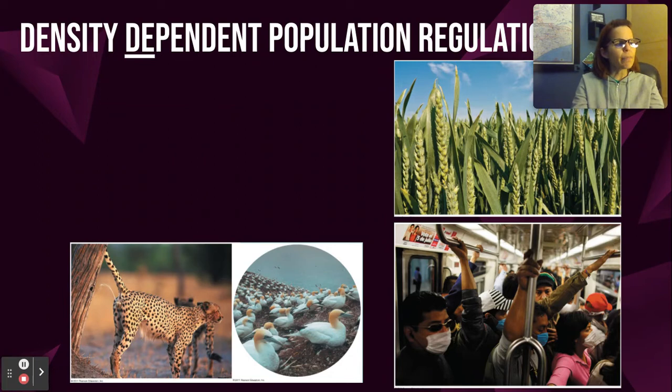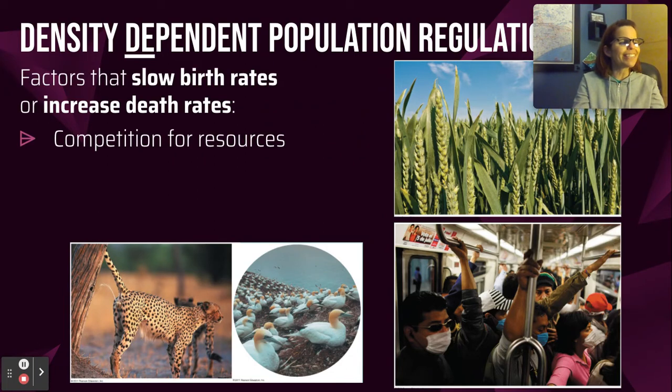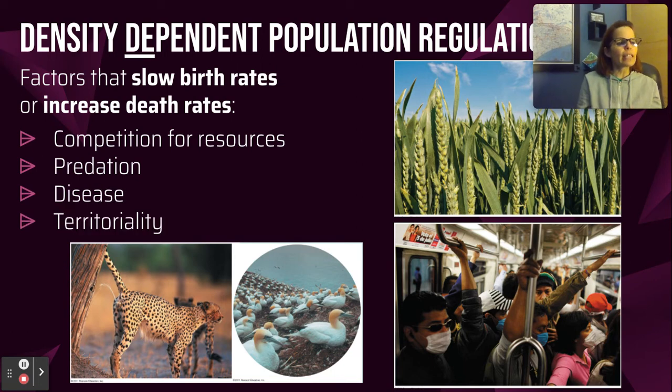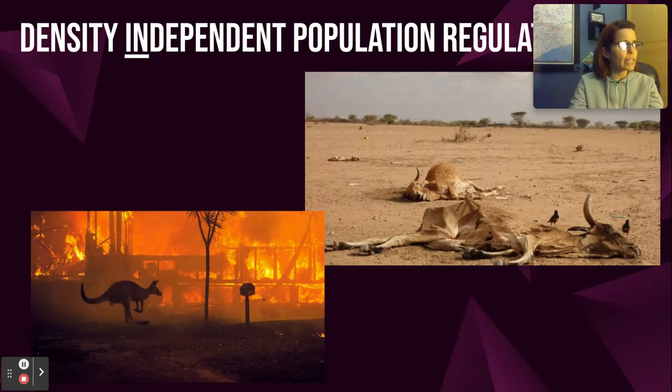And then it says there's two things you need to know about population regulation. There's density dependent. These are things that regulate the growth of the population, and it's based on how big the population is. So competition: the more dense the population is, the more competitive it is. Predation, disease. Remember, in more crowded cities, disease spreads faster than in rural areas. We saw that with COVID. And territoriality all has to do with population density.